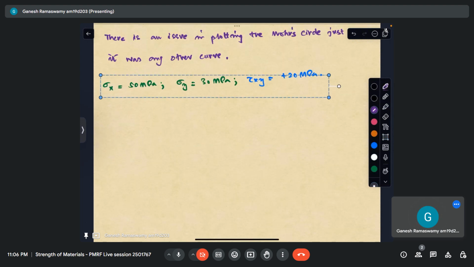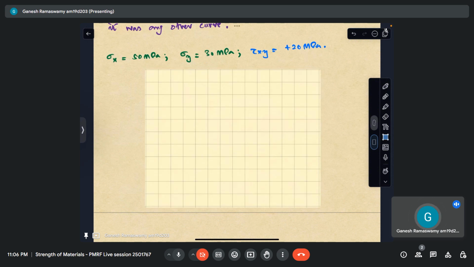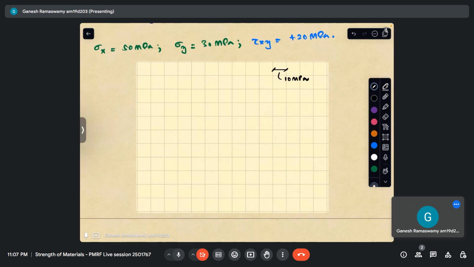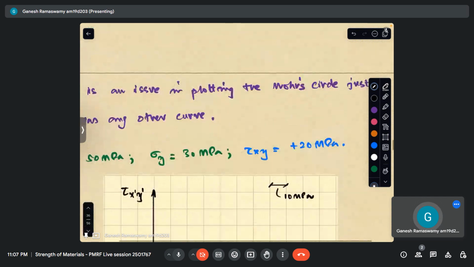So let me keep this value here, and let me bring out the graph sheet in order for me to plot. Let me take the rough scale. So this 1 unit, let this be 10 MPa for the sake of plotting. Now how will we go about plotting any general curve? We have one axis like that, the other axis like this. In this context, this happens to be our sigma x prime axis, and this happens to be our tau x prime y prime axis. So what is the center of this Mohr circle?